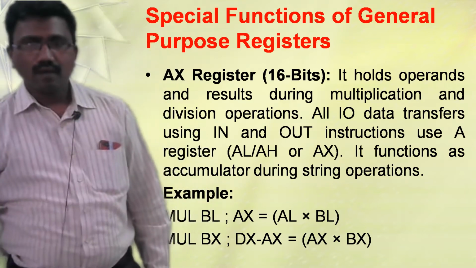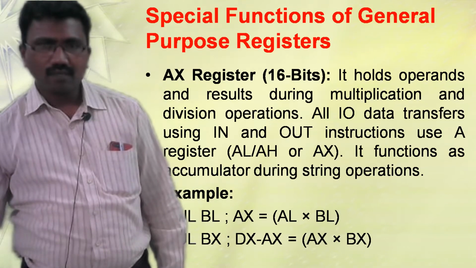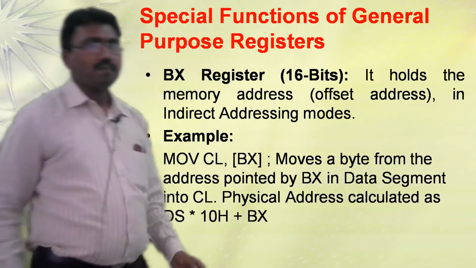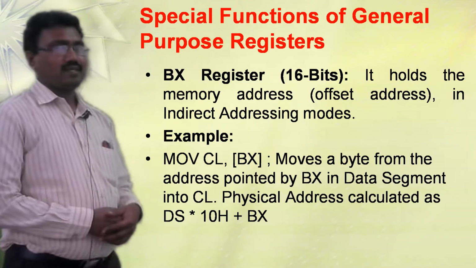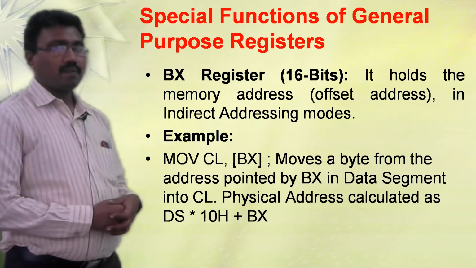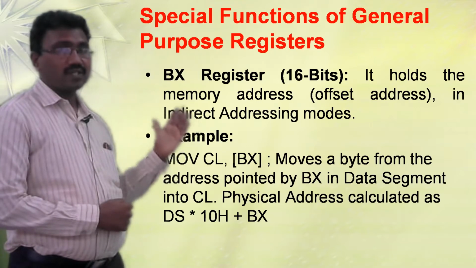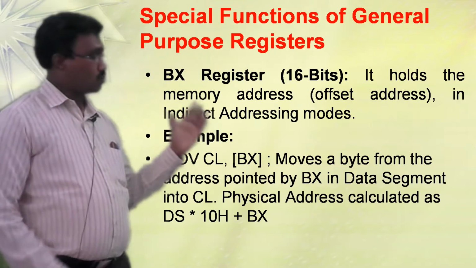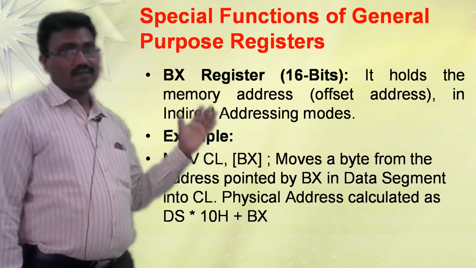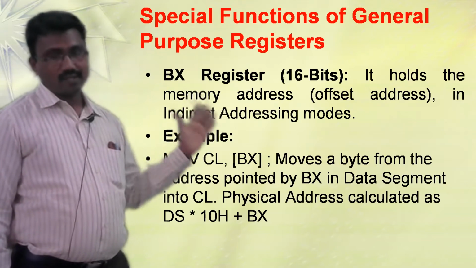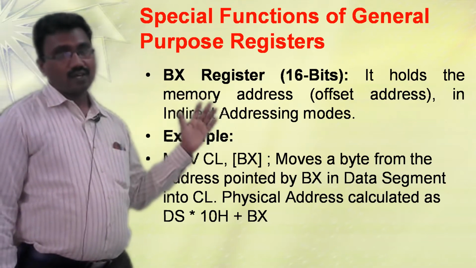Next one is the BX register. The symbol is BX. The name is base register. BX is a general purpose register to store temporary data. What is the special function of BX? To store the memory address, the offset address of the memory.